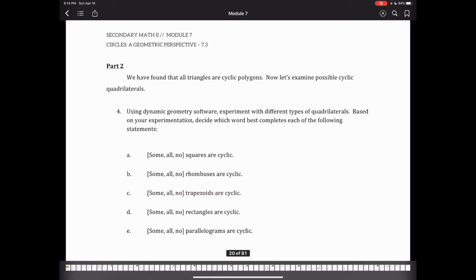So we have found that all triangles are cyclic polygons, and as a reminder, cyclic means that it can fit inside of a circle. But now let's examine the possible cyclic quadrilaterals.